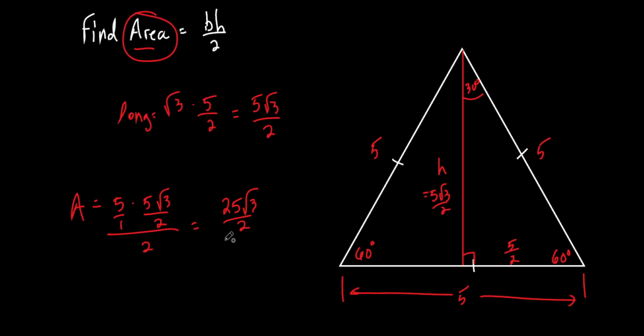Now, you could divide by 2, or remember we could put a 1/2 in front of it. So watch this. What's half of this? 25 square root of 3 over 2 times 1/2. What do I do? Multiply the top. What do I get on the top? 25 times the square root of 3 over, what do I get on the bottom? It's 2 times 2, which is 4. You multiply the top, multiply the bottom. Right there. That is your area.